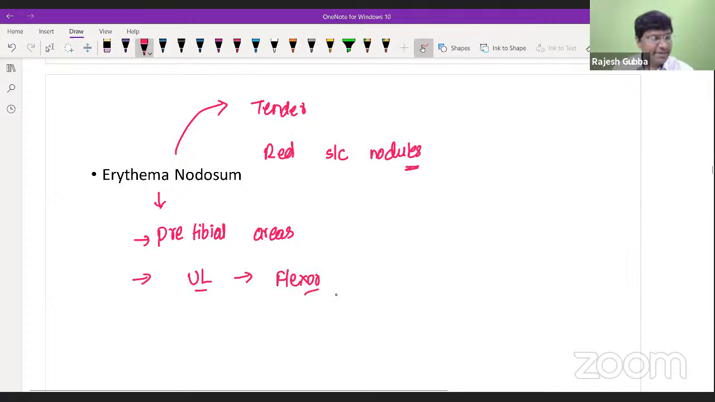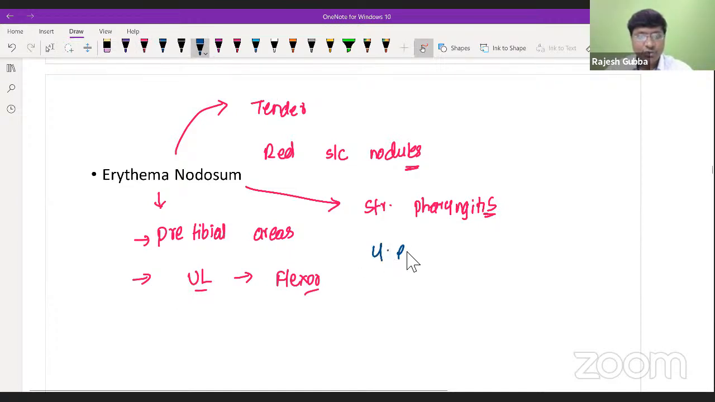There are many conditions which can cause this Erythema Nodosum. Most commonly, where do you see these lesions? In case of streptococcal pharyngitis. And apart from that, Yersinia enterocolitica, then histoplasma.